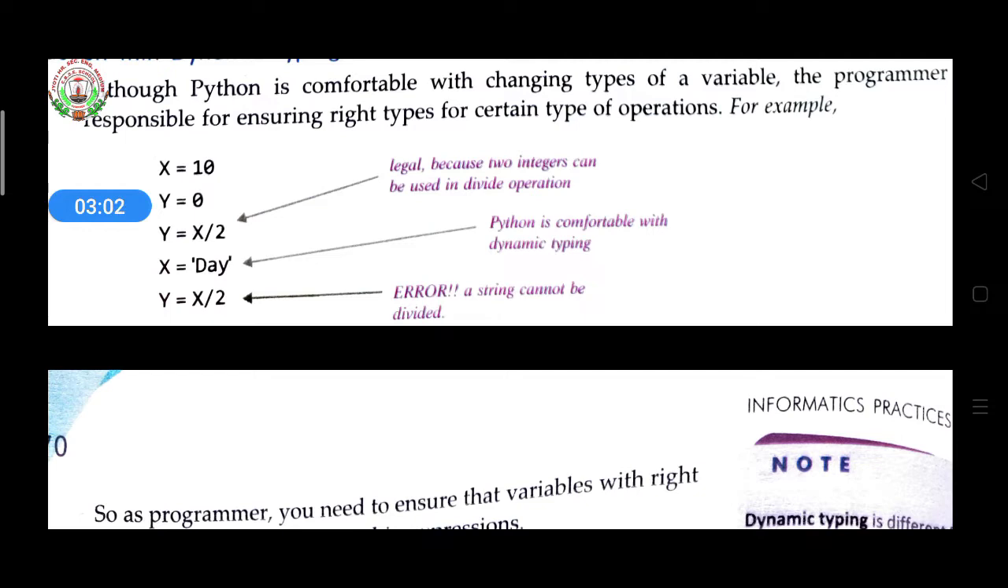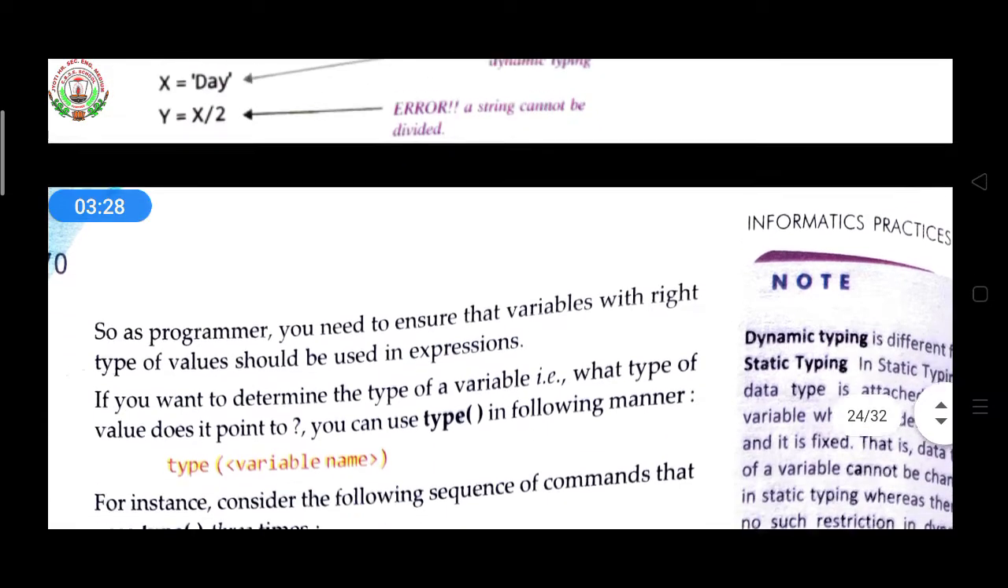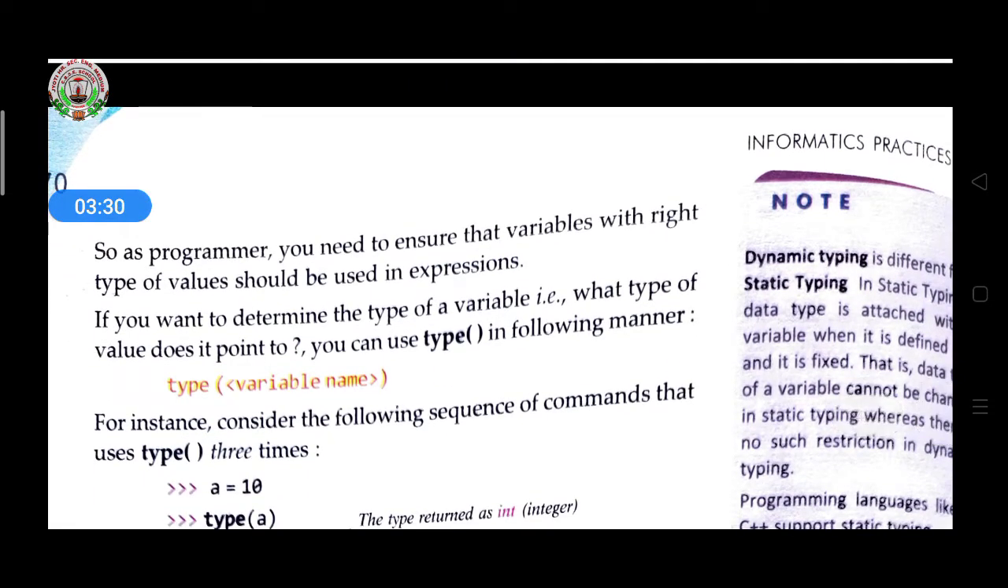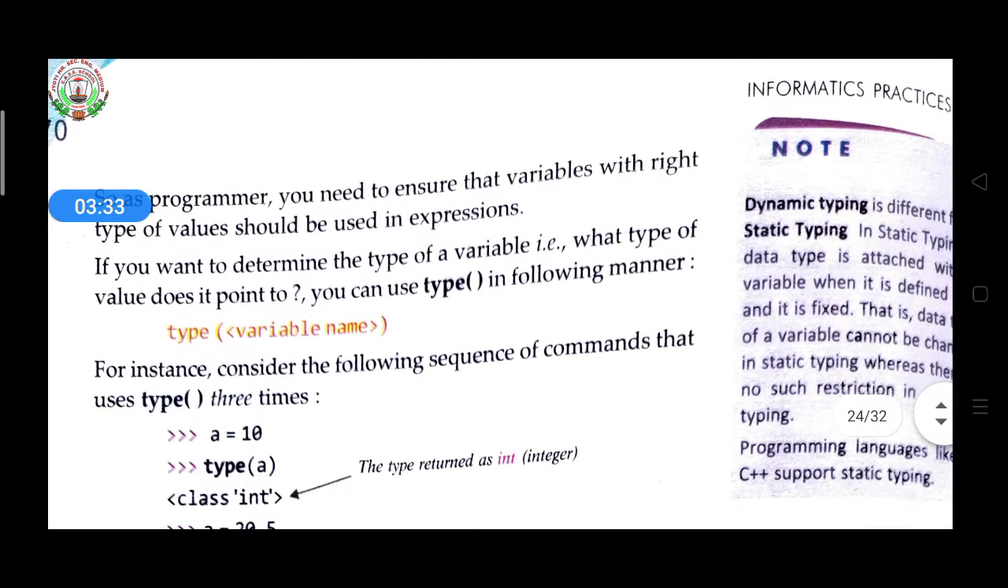Why? The first value x equal to 10, the second value y equal to 0. So here in the calculation, the value of x, 10, is divided by 2. Now, another, we are initializing a variable x equal to day. Here day is a string, and while we are dividing a string value by an integer value, it should be an error. So as a programmer, you need to ensure that variables with the right types of values are used in expressions. If you want to determine the type of a variable, that is, what type of value it points to, you can use type.